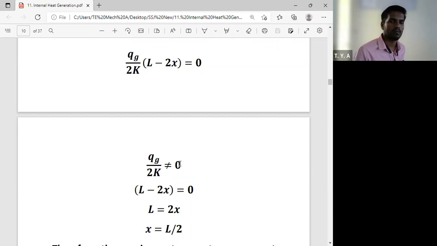So from that equation, what is the value of L? 2x. And what is the value of x? X is equal to L by 2. So what is the meaning of this? X is equal to L by 2. तुम्ही डायग्राम बघा. आता तुम्हाला समजलं असेल की आपण पहिला डायग्राम ड्रॉ करताना असा कर्व ड्रॉ केलेला आहे आणि मॅक्सिमम टेम्परेचर कुठल्या लोकेशनला आपण दाखवलेला आहे? x is equal to L by 2.